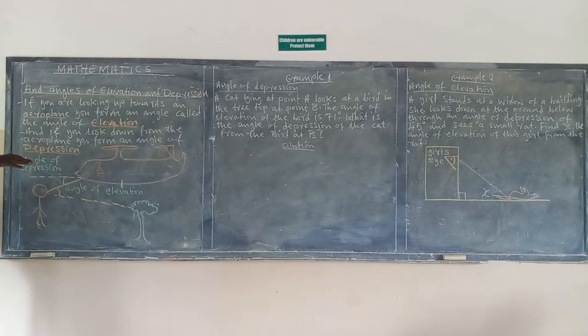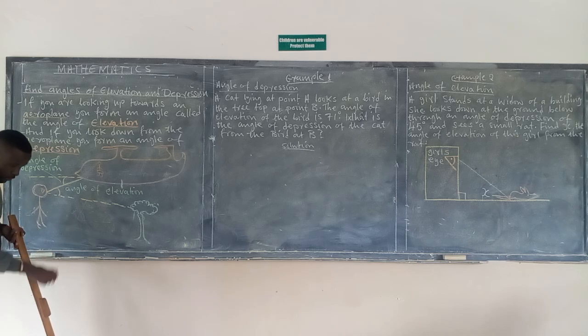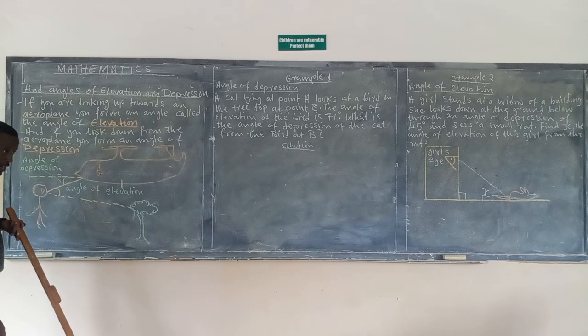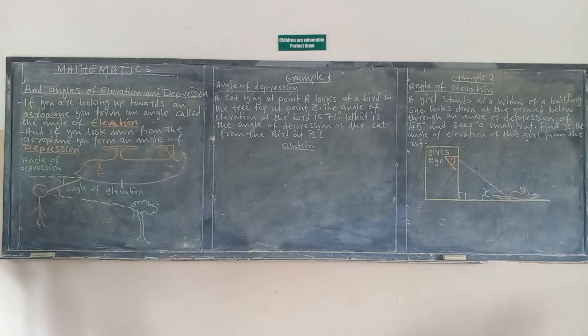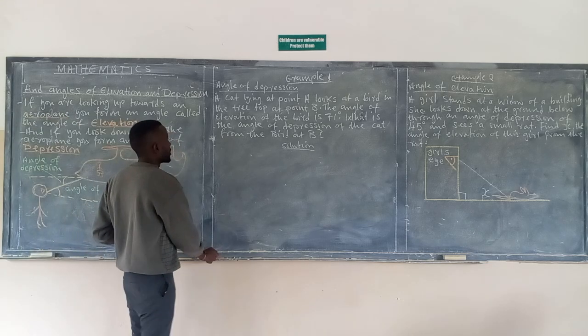When you look up, you form an angle. When you look up, you form an angle of elevation. When you look down, you form an angle of depression. And down where you reach the contact, you form an angle of elevation. We shall see it in the example given there. Now let us look at the example. Maybe this will make sense here.